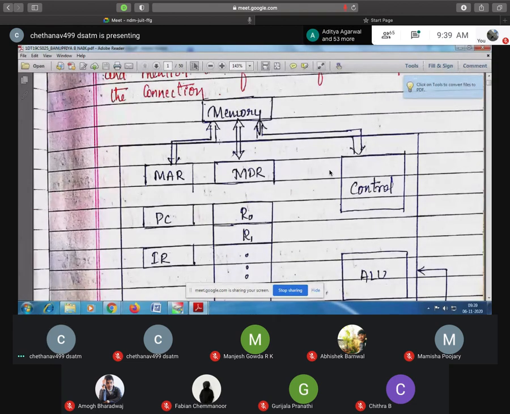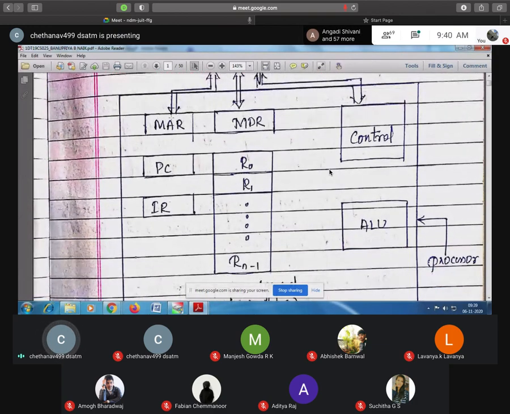So what is a duplex link? From memory, the data will be transmitted to the processor, and from the processor, the data will be transmitted to memory. This is a two-way transmission. One-way means only one line, like a control signal only from here to here. The data lines are bidirectional: you can send data from here to here or from here to here. That's important. And you have to represent the registers available.